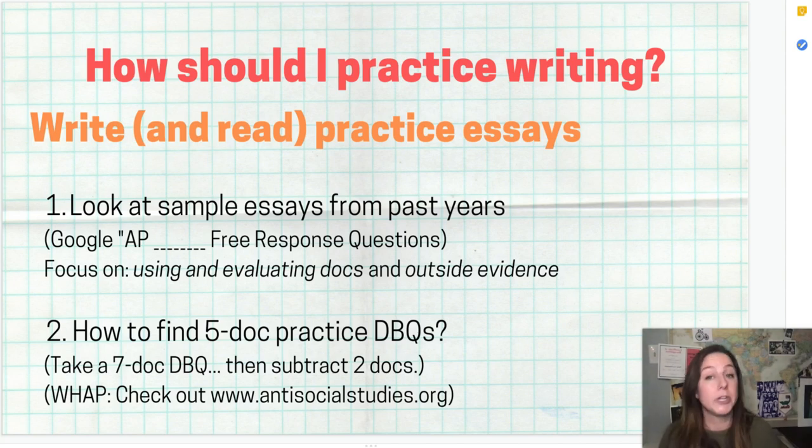If you're an AP World History student, you're in luck because on my website, I've been posting practice DBQs. So I've already posted 3 practice DBQs that are in the new 5-document format. So to find those, you just go to antisocialstudies.org. But for other students, I'm going to give you some other resources in a second that you could be following because other teachers are doing the same thing.